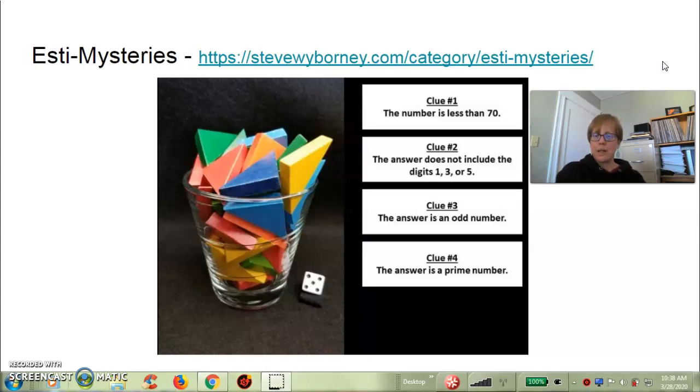So it says the number's less than 70. I was thinking maybe in the 60s, maybe in the 50s, right? I'm going to go down to clue 2 now. It says the answer does not include the digits 1, 3, or 5. I know it's not in the 50s then because that's a 5. So then maybe it's in the 60s, right? Anyway, I'd like you to just pause the video, go through these clues yourself and see if you can guess the number. Then start the video again when you're ready to hear the answer.